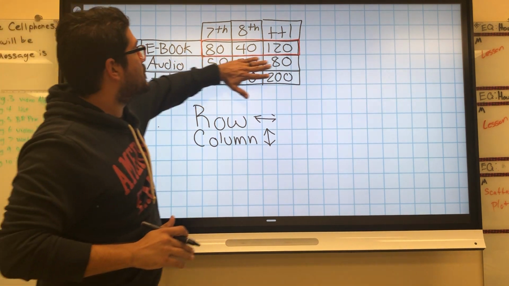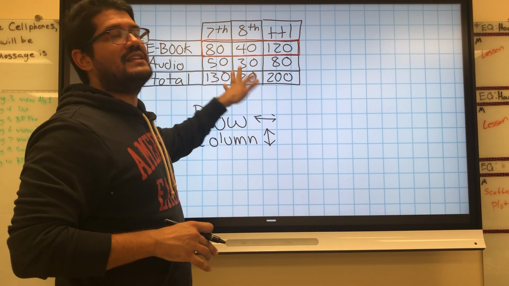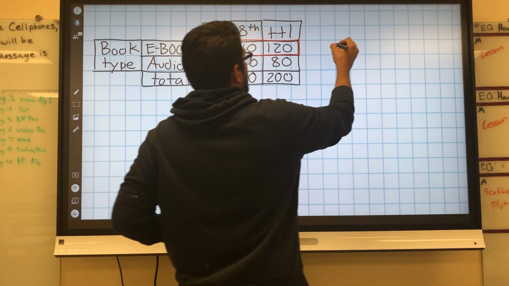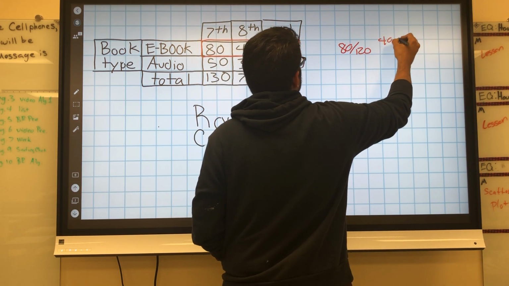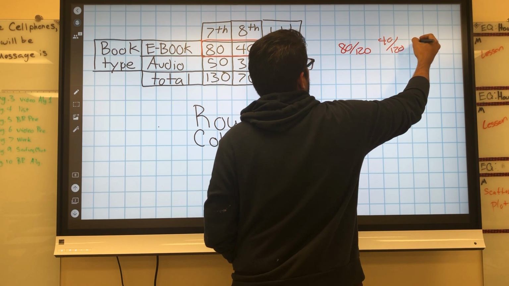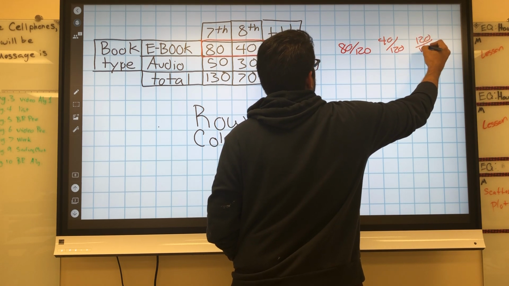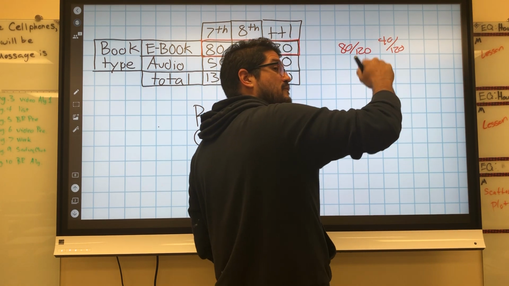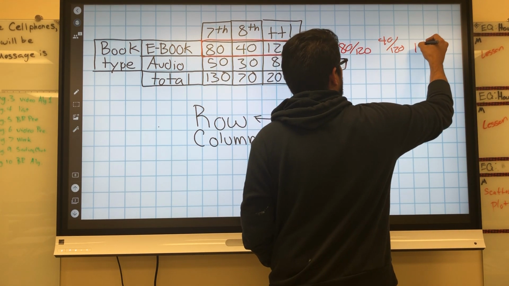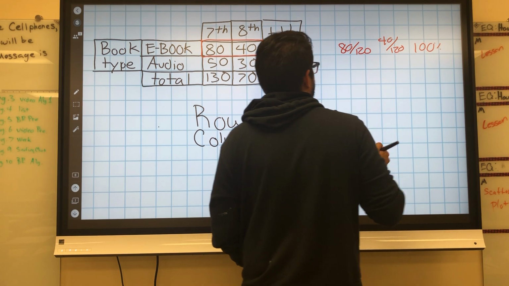So now none of the bottom exists. Just do each row individually. So now it's going to be 80 divided by 120, 40 divided by 120, and 120 divided by 120. Now, the 120 divided by 120 is 1. And if you move the decimal point from 1 twice, that's going to make 100%.